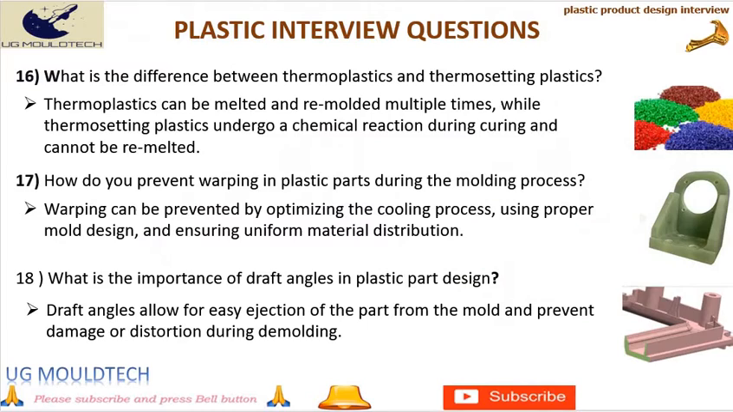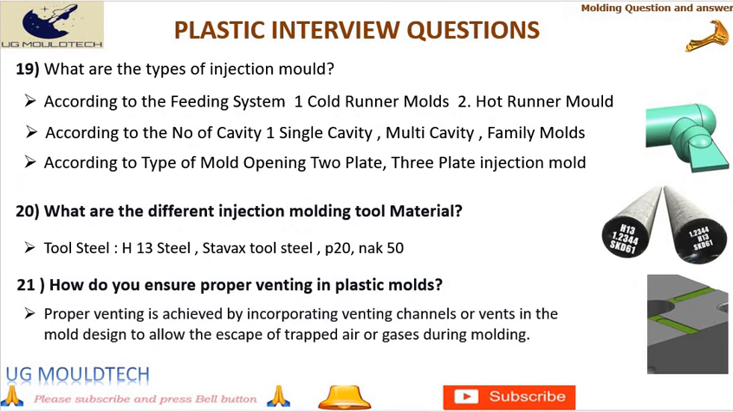Friends, next point in injection molding questionnaire is 19. What are the types of injection mold? According to the feeding system: 1, cold runner molds; 2, hot runner molds. According to the number of cavities: single cavity, multi-cavity, family molds. According to type of mold opening: 2 plate, 3 plate injection mold.